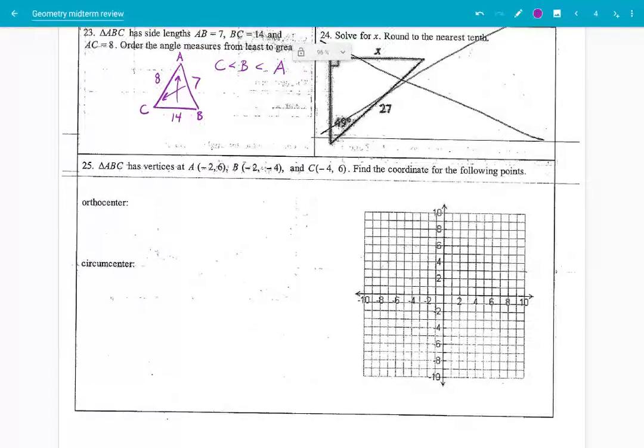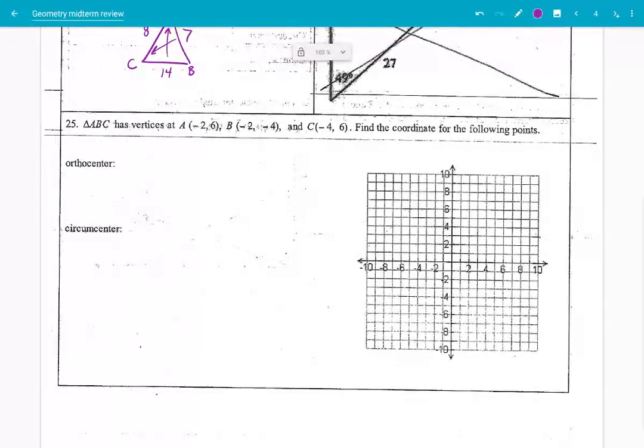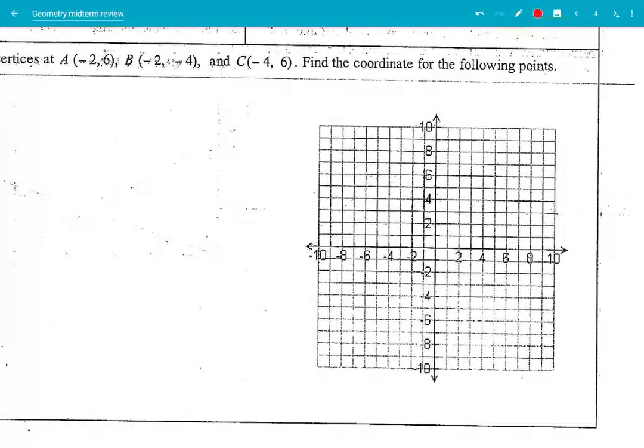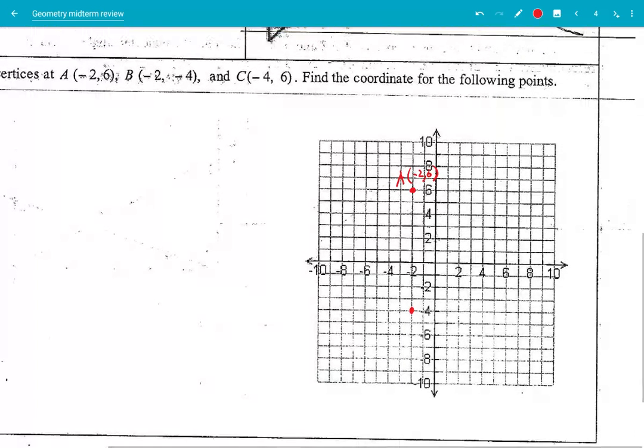All right. Is this the last one? It sure is. Look, we get to graph, so we're going to color. Yay. All right. Triangle ABC has vertices at A, -2, 6. Here's A. -2, 6. B is at -2, -4. And then C is at -4, 6. Right there, that's C.